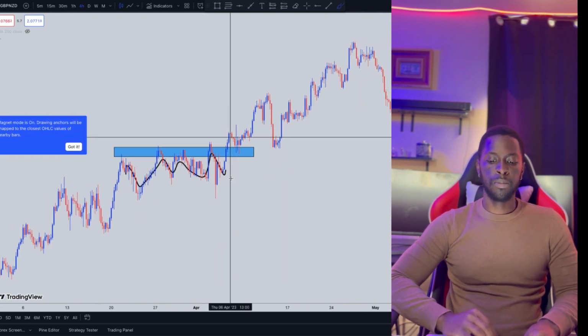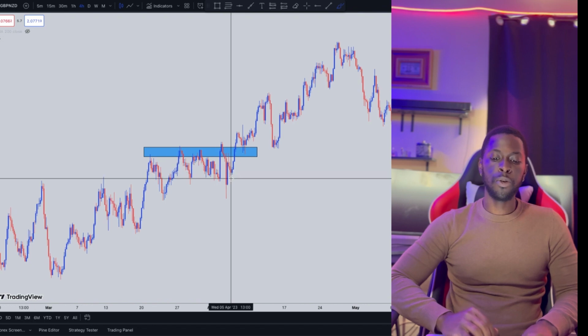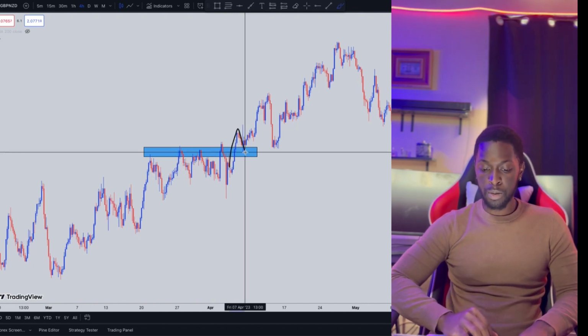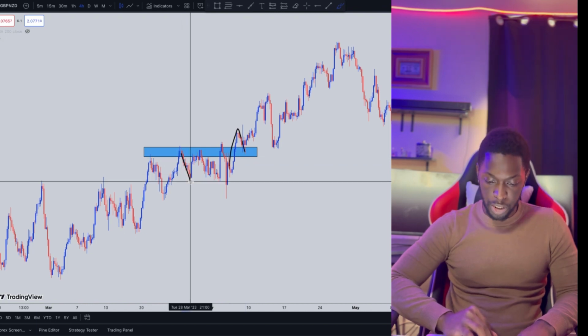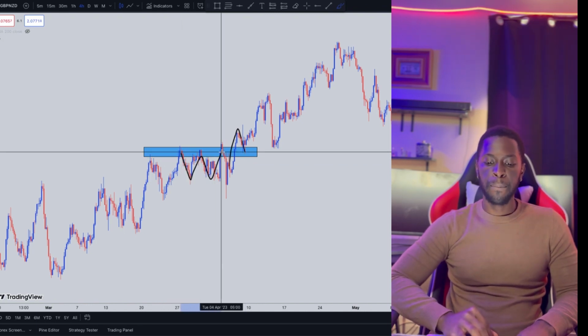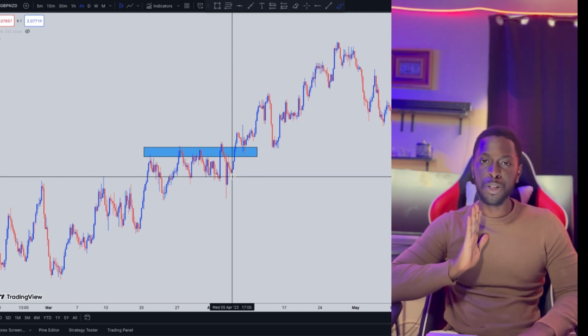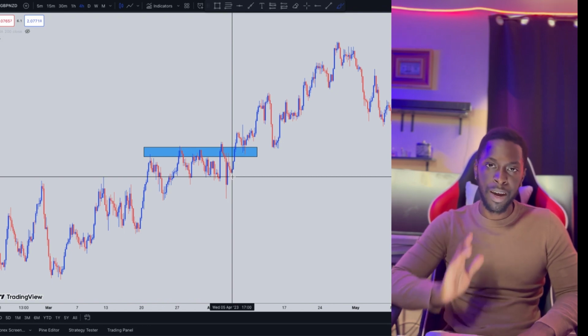So, you're either looking for a break and retest, or you're going to look for rejections. Those are the only two things you need to look for in order to trade support and resistance.